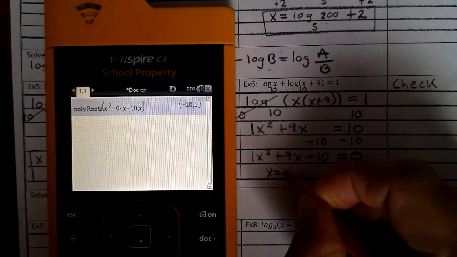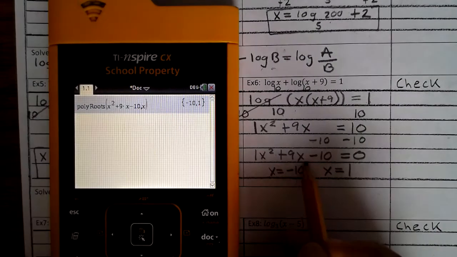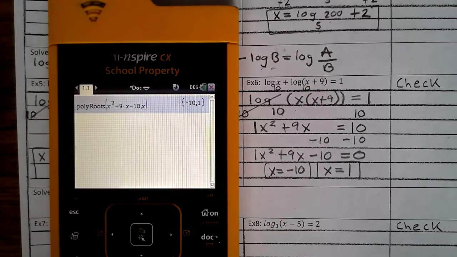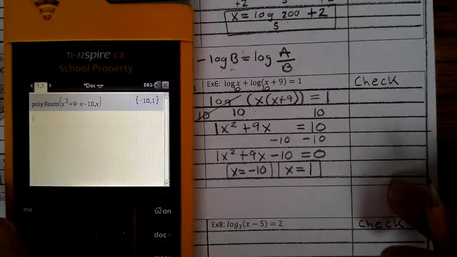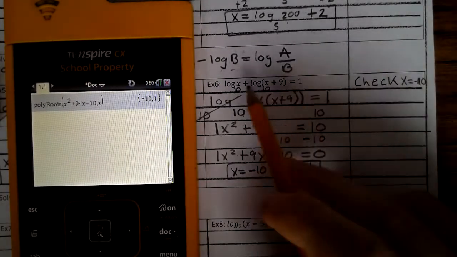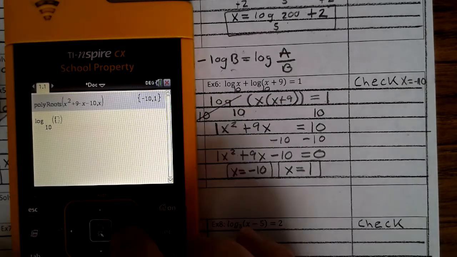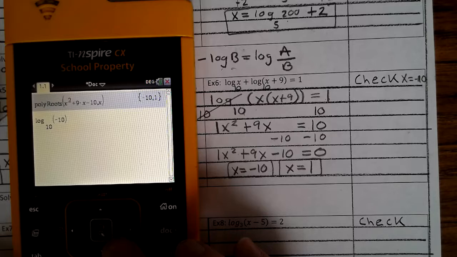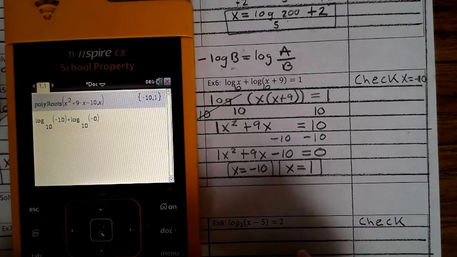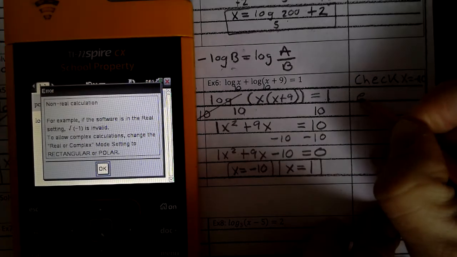All right, at this point we need to check. So let's check x equals negative 10 first. So again, we're going to plug negative 10 in for x. So control log base 10 of negative 10 plus control log base 10 of negative 10 plus 9. We get an error. So an error does not equal 1. So we know that negative 10 is an extraneous solution, which we'll abbreviate EXT SOL.